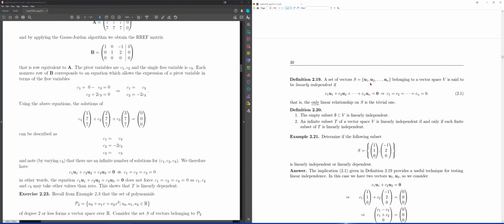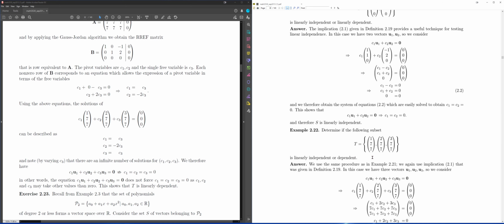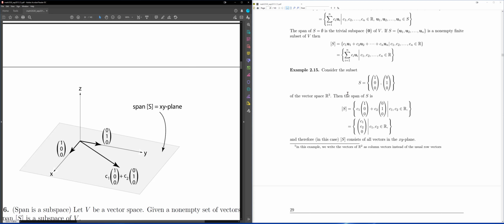your vectors that you had to start off with, which were these vectors over here, they are linearly independent. Sorry, they're linearly dependent. So they're linearly dependent. Right, so let's recall an example that I did in a previous lecture.